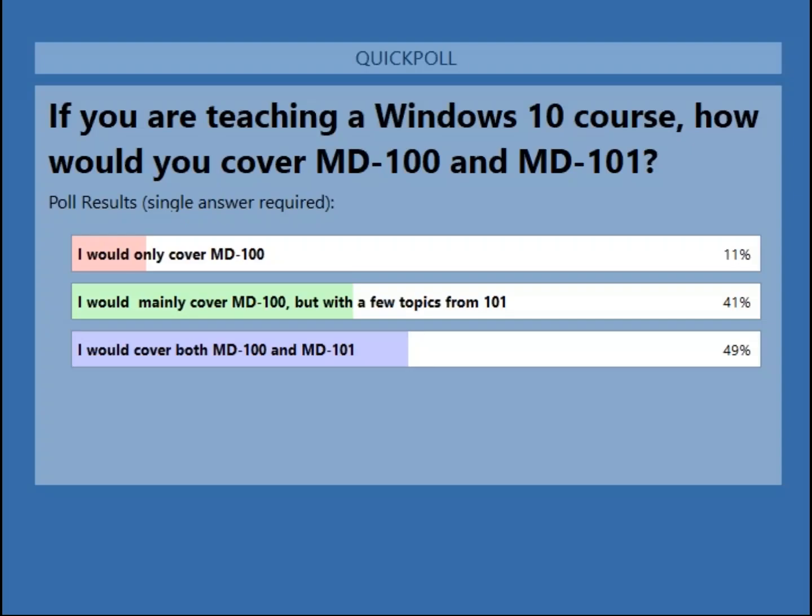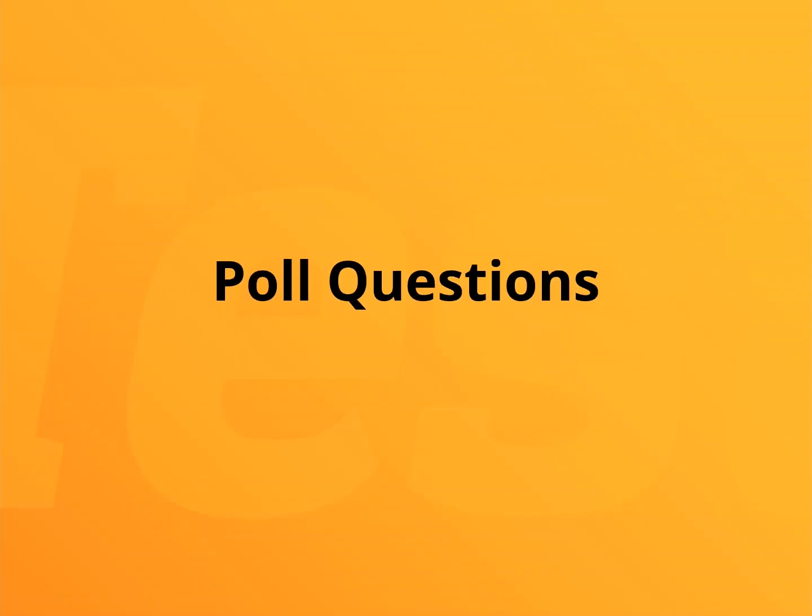So Adam, how are we doing with the poll question? All right, so we've mostly responded. We closed that. It looks like it's about half and half between covering both 100 and 101, and having 100 with some topics from 101, and then about 10% doing just MD100. Oh, good. Excellent. Thank you for that feedback.